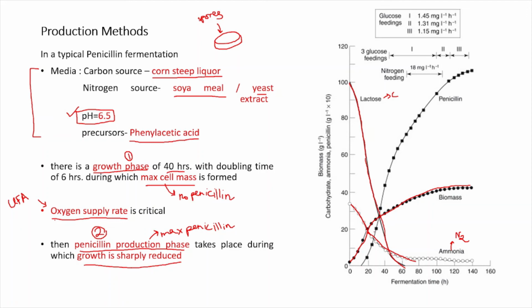And after a certain amount of time, when the cell growth has increased and the media components have been depleted, the penicillin production starts and increases exponentially. So penicillin production only occurs during the nutrient depletion stage, when a certain percentage of media component has been depleted and biomass has increased to a certain value. It is only during that stage that penicillin production starts.